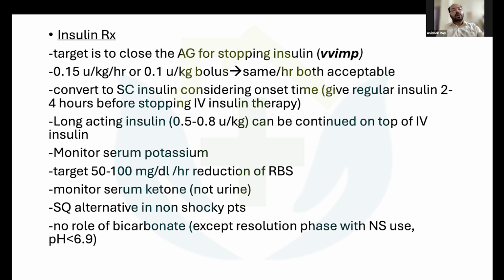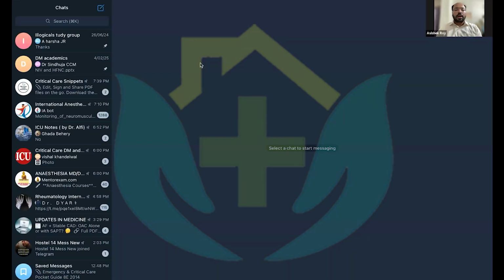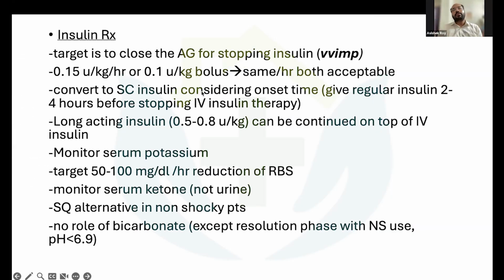How to switch over? You should give the subcutaneous dose 2 to 4 hours before the IV insulin infusion ends. So if your IV insulin infusion ends at, say, 12 p.m., you should give your subcutaneous dose roundabout between 8 to 10 a.m. and then stop the insulin infusion at 12 p.m. Only then can you avoid a rebound acidosis. The main function of insulin here is to avoid acidosis or reduce the blood ketone levels.